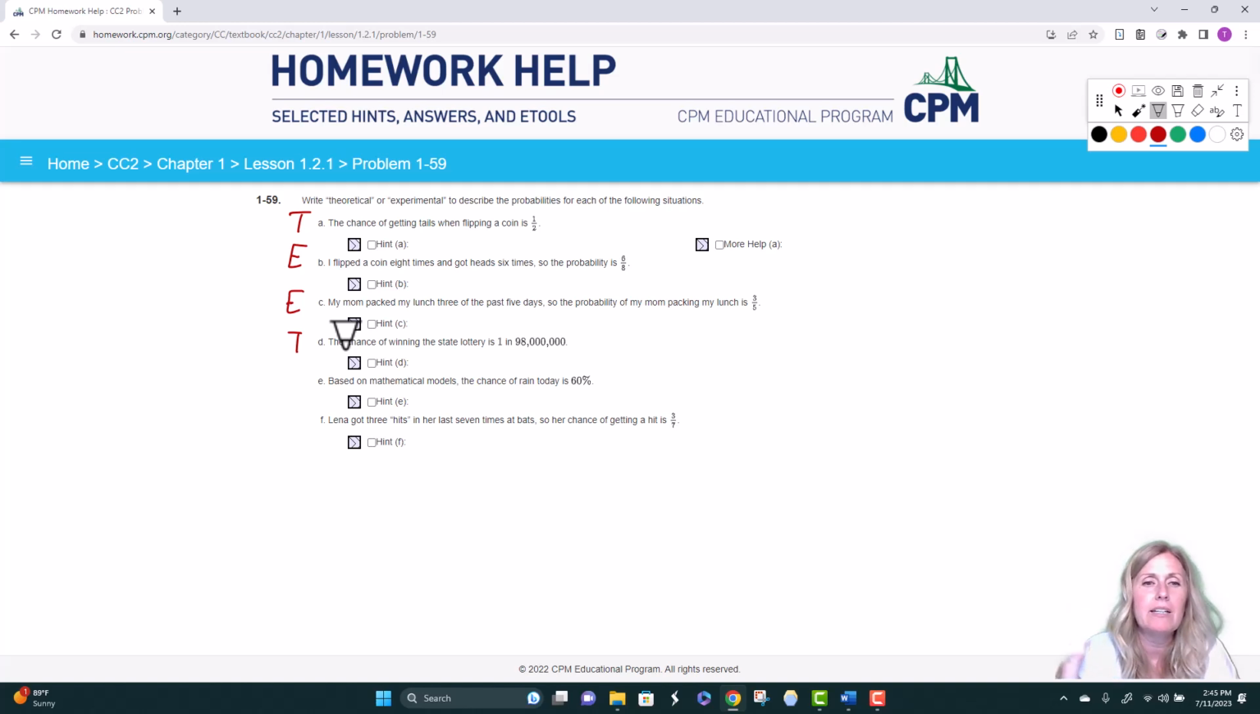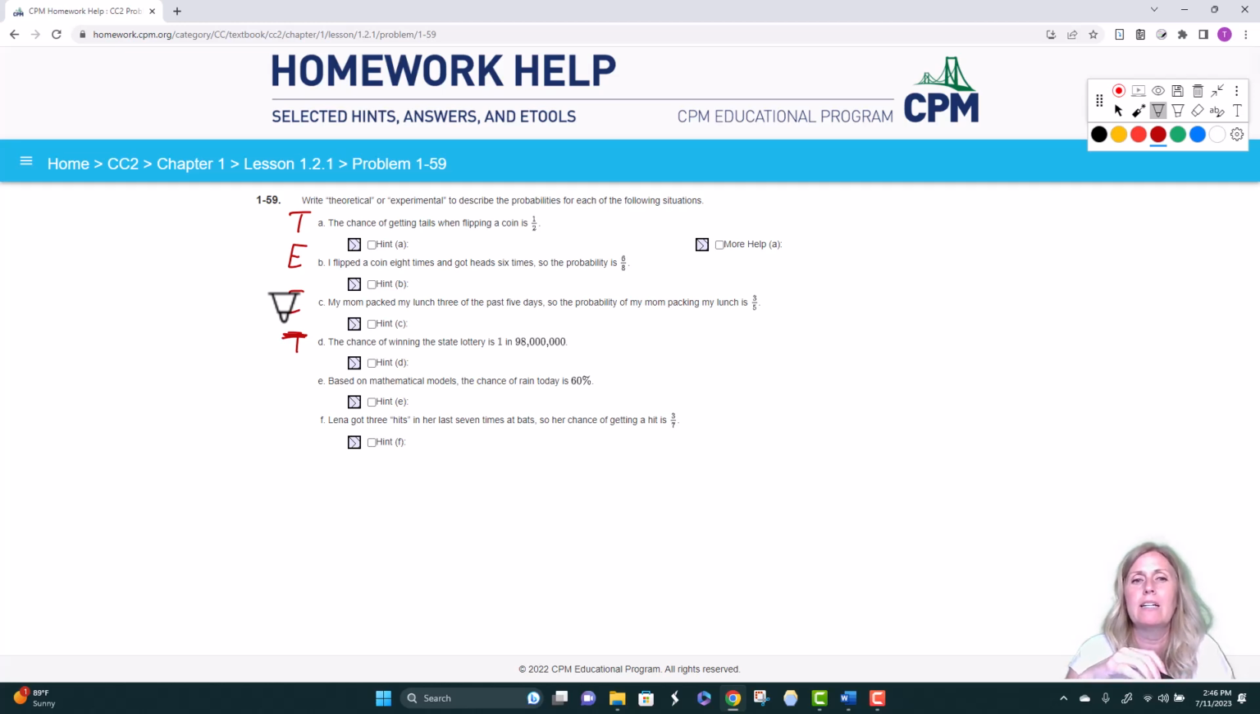E, based on math models, the chance of rain today is 60%. Okay, well, another way to figure out what's happening is to use math models. You know, scientists, they have their weather instruments. They probably recorded all of the data and they looked at the numbers, and then that's where they came up with the 60% chance. It wasn't like they just walked outside and said, you know, it's kind of been raining lately, or I just think. It's because they had math models, used scientific instruments, they recorded data, and that's like experimental.